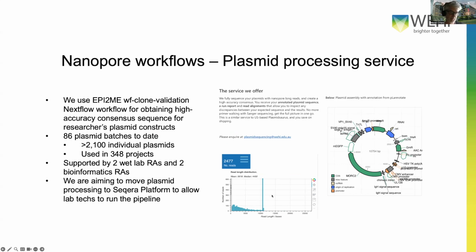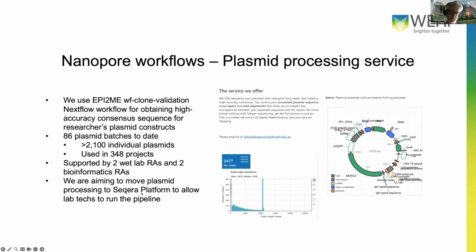So we've been running a plasmid sequencing service at WEHI. It's been quite popular. We've sequenced over 2,000 plasmids. So we use this Epitome pipeline that generates a consensus sequence for our researchers' plasmid constructs. And it's supported by 2 wet lab arrays and 2 bioinformatics arrays. And they run these Nextflow pipelines with automations and stuff on the command line.